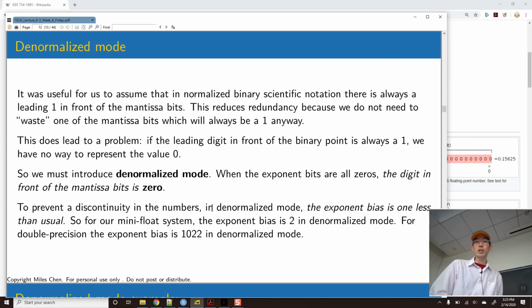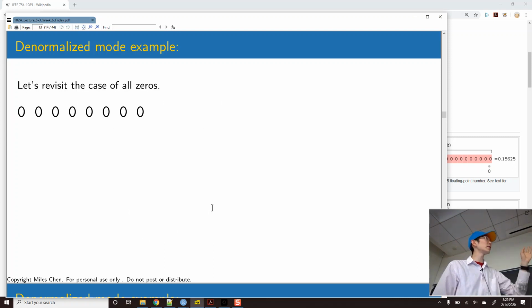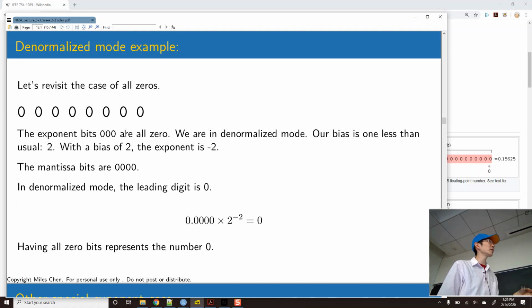Right? And so I'll illustrate all of this here. Okay. So if we have all zeros, then the exponent bits are all zeros, and this puts us in denormalized mode. Our bias is 1 less than normal, which will be 2. And with a bias of 2, the exponent's -2. The mantissa bits are all 0, and the leading digit is 0. So we got 0.0000 times 2 to the -2, which is still 0. Okay? And so having all 0 will represent the number 0. Okay? So this is the IEEE 754 specification. If you have all 0 bits, that represents the number 0. Okay? And that makes intuitive sense to us, I think.